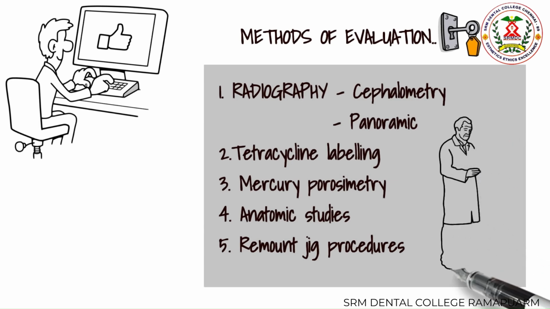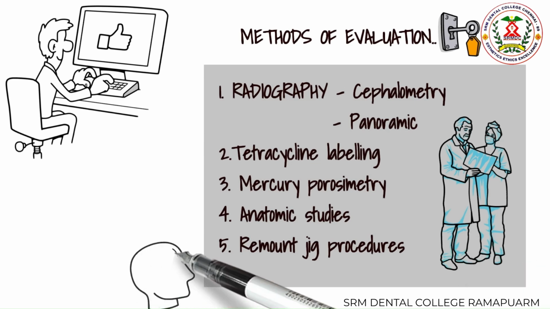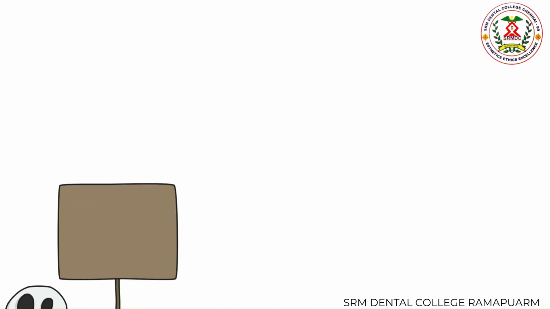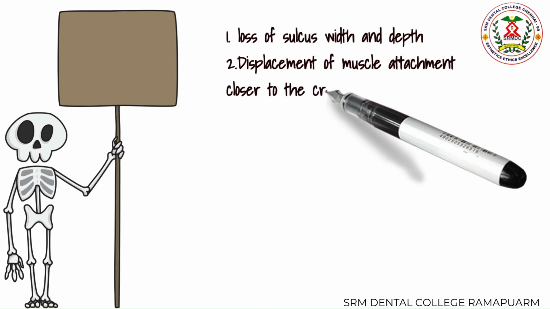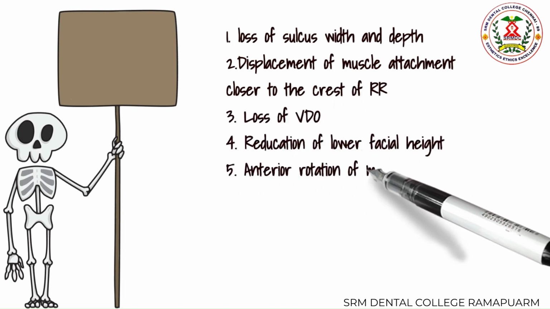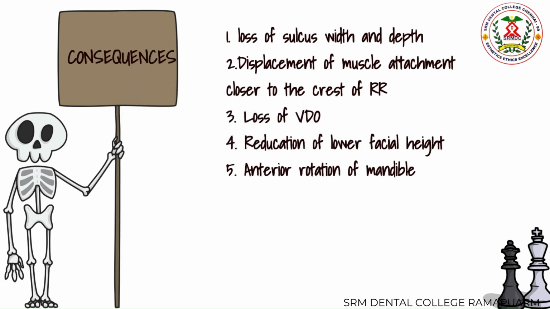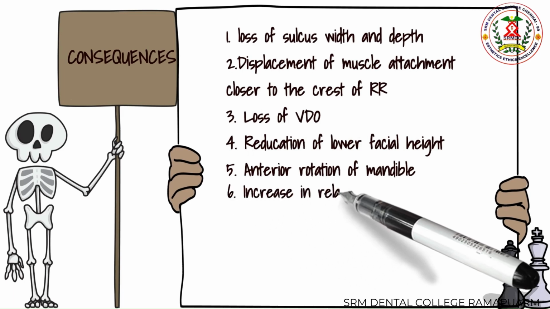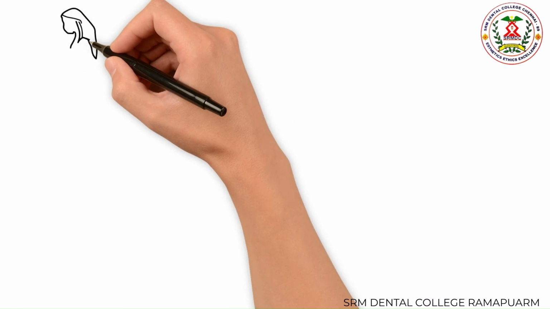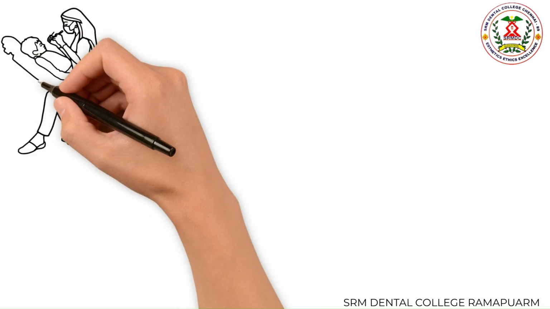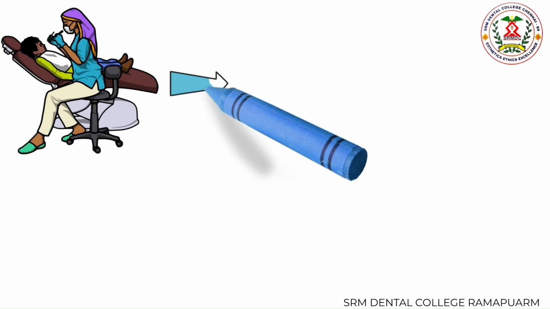So yes, there are definitely consequences of residual ridge resorption, starting from the apparent loss of sulcus width and depth, displacement of muscle attachments closer to the crest of the residual ridge, loss of vertical dimension of occlusion, reduction of lower facial height, anterior rotation of the mandible, increase in relative prognathism, changes in intra-alveolar and interalveolar relationship, morphological changes of alveolar bones such as sharp, spiny, uneven residual ridges, and location of mental foramina close to the ridge crest.